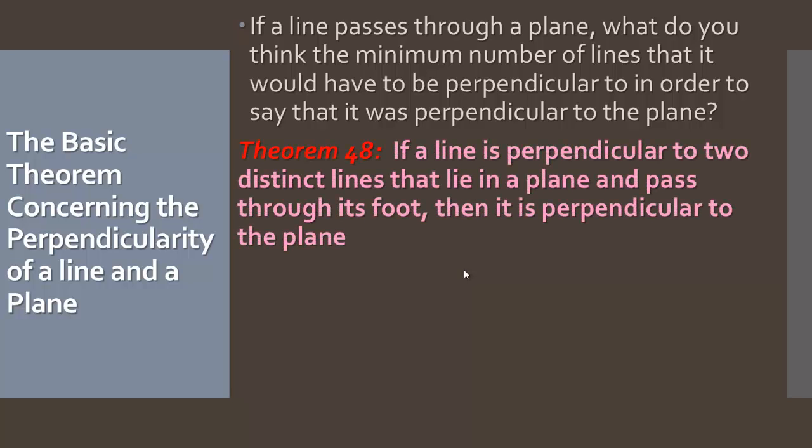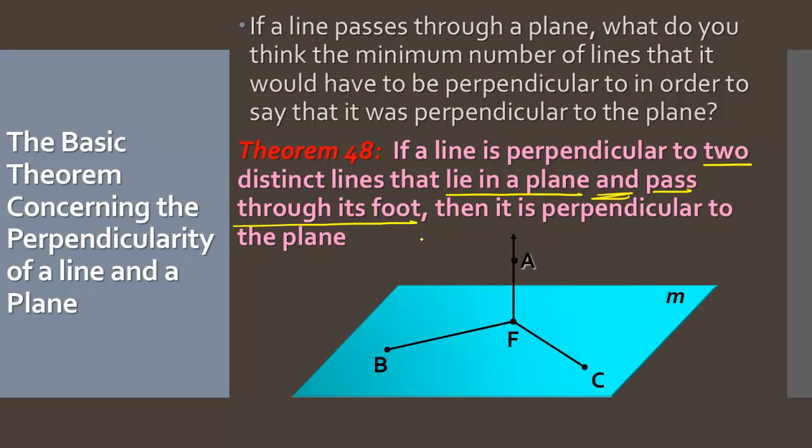And the answer is stated in Theorem 48, and it says if a line is perpendicular to two distinct lines that lie in a plane, so both of them have to lie in a plane, there has to be two or more, and pass through its foot, then it is perpendicular to the plane. So it has to be perpendicular to two lines lying on the plane, and those lines have to pass through its foot.